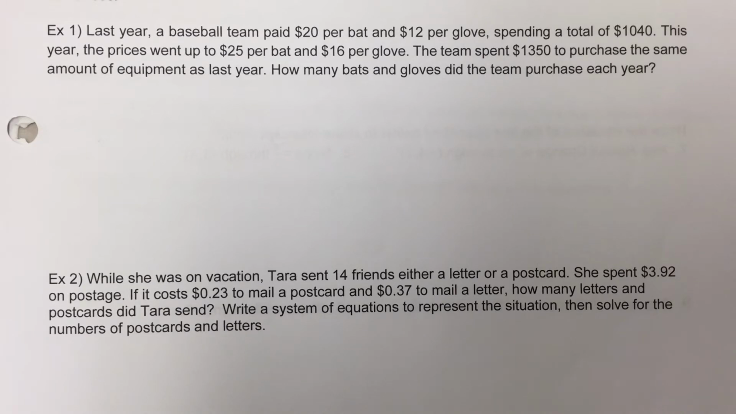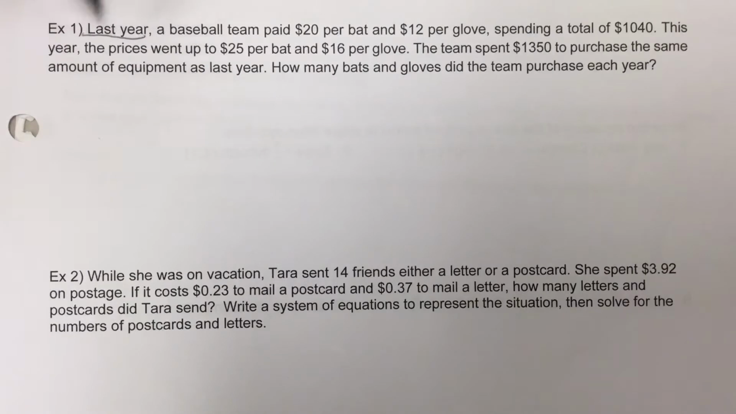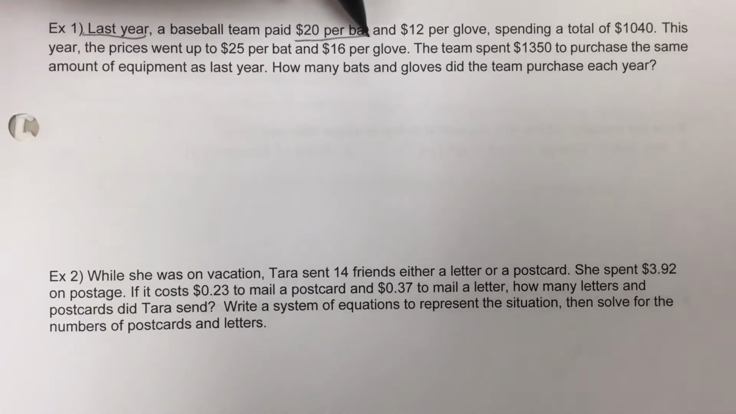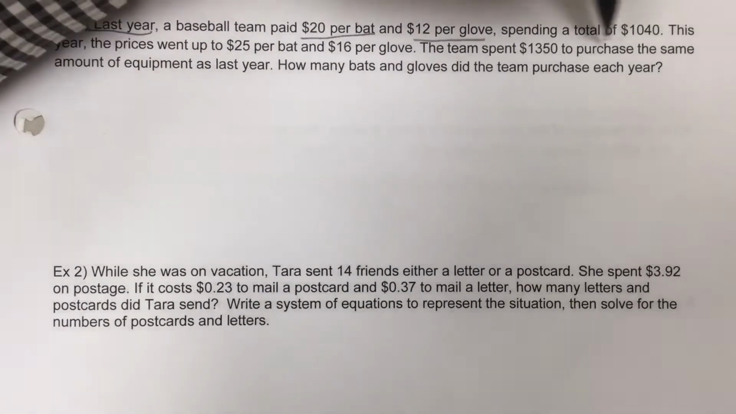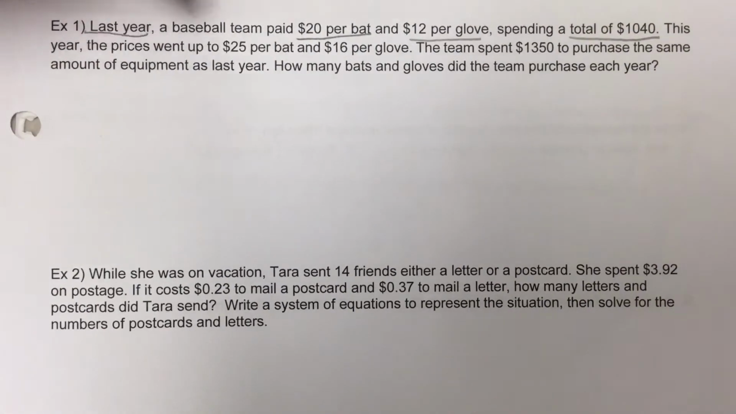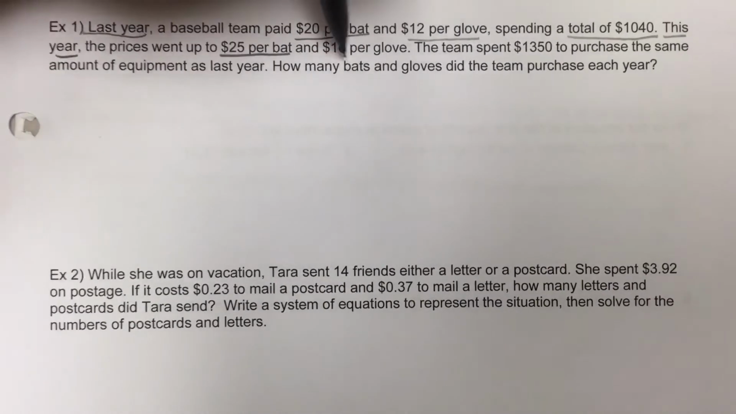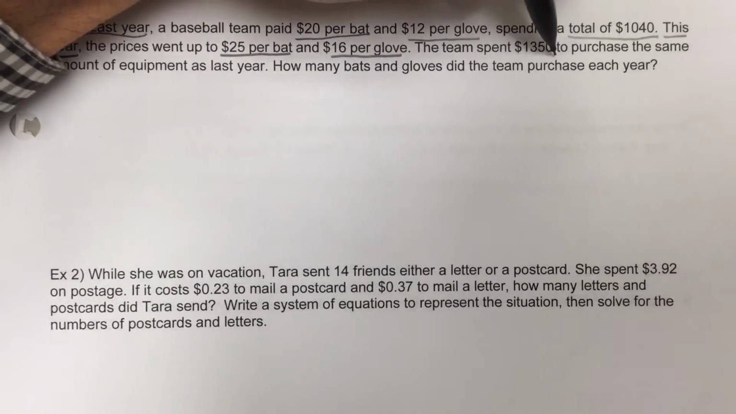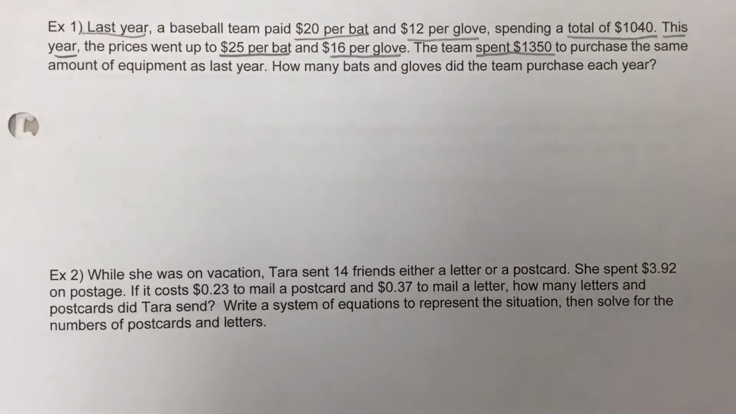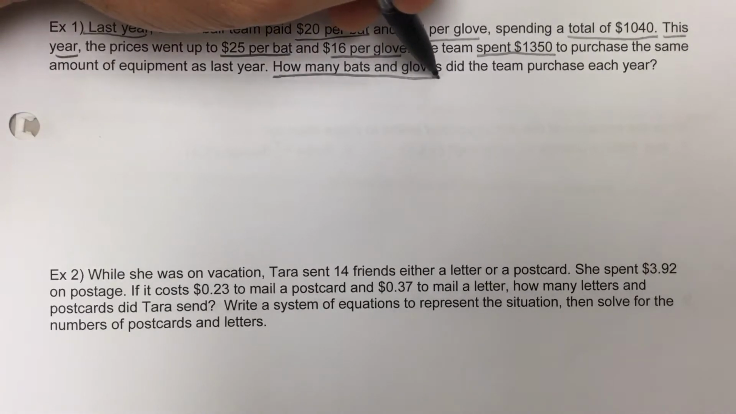So we want to underline or highlight important things. We can say last year was $15 per bat, $12 per glove, with a total of $1,040. This year, prices are now $25 per bat, $16 per glove, and they spent $1,350. And we want to know how many bats and gloves they purchased.